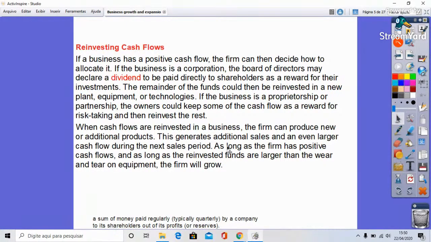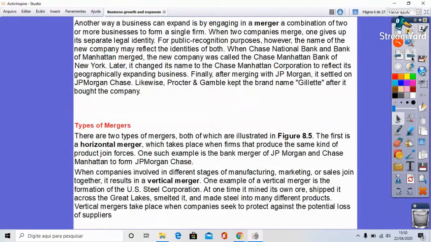This generates additional sales and an even larger cash flow during the next sales period. As long as the firm has positive cash flows, as long as the reinvested funds are larger than the wear and tear on equipment. Remember, depreciation always has to be taken into account. So, cash flow is the money. I can take some of it for me as a reward, the other half, or I don't know, 40%, I reinvest in my company so I can make it bigger or better.